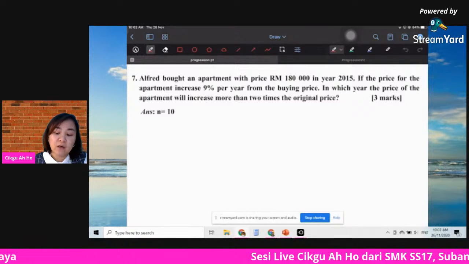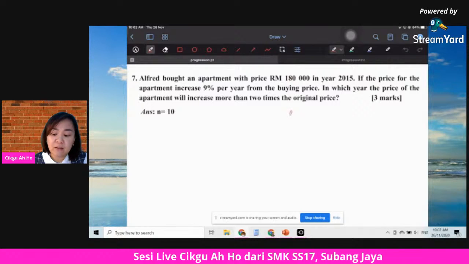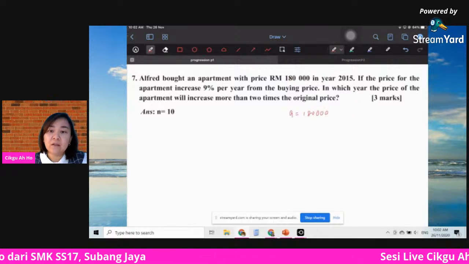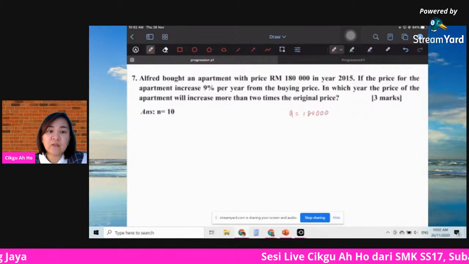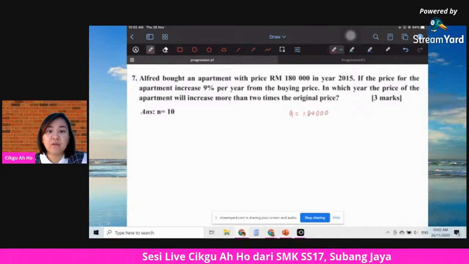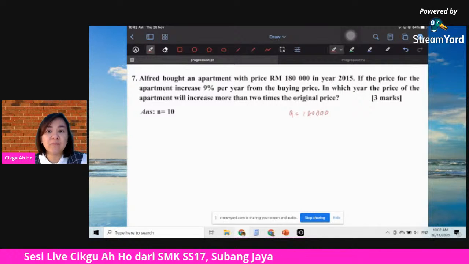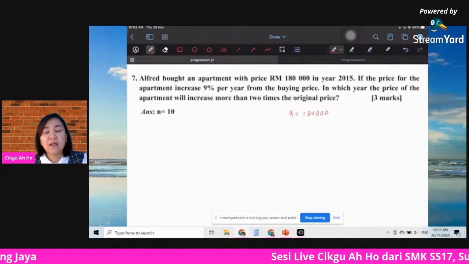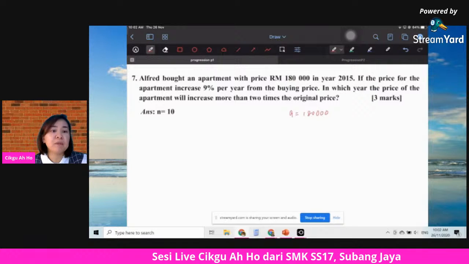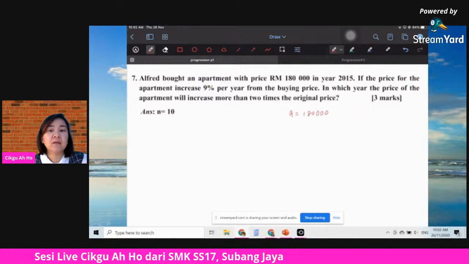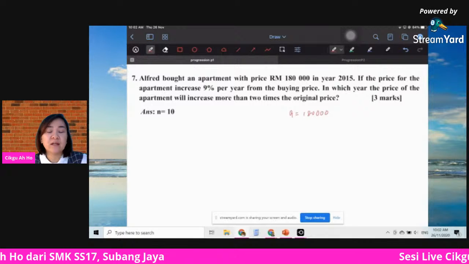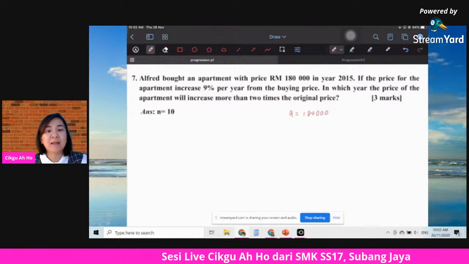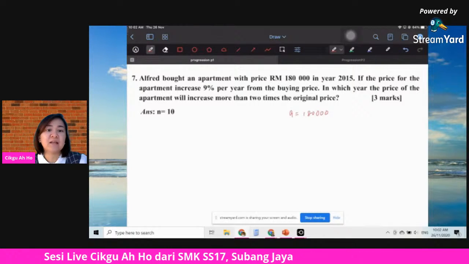So the original price, which is your a, is 180,000. We double the original price, so we need to find n, the number of years, for which the price will go up to 2 times the original price. Every year it increases 9%. Let's say you don't know which is AP and GP, how do you determine it? These are logical questions from daily life. Say you buy an apartment, or you buy anything, and the next year the price increases 9%.